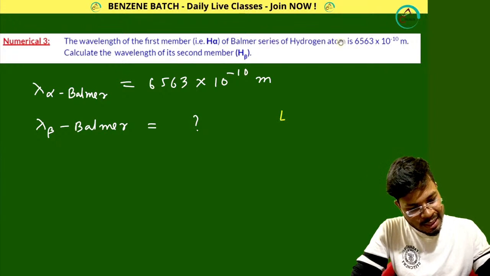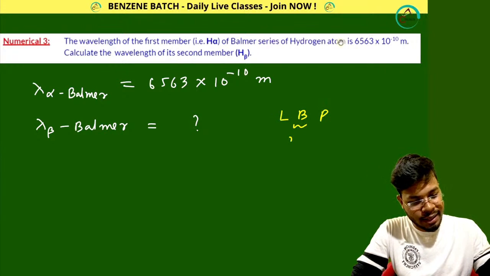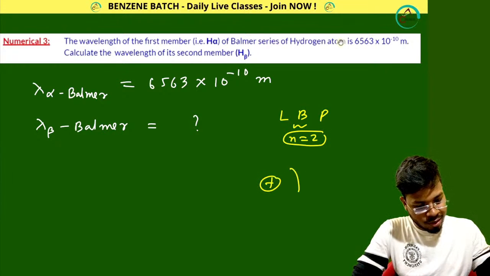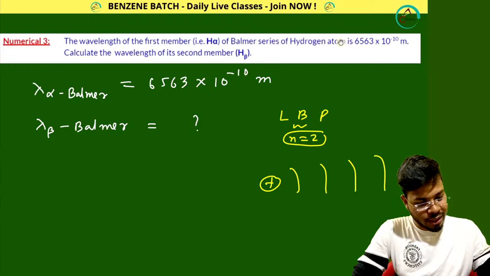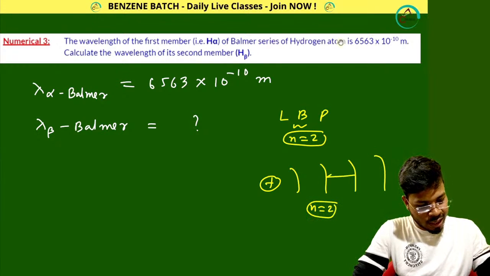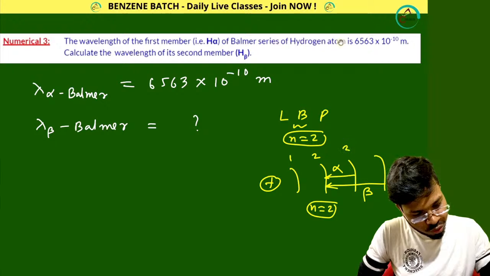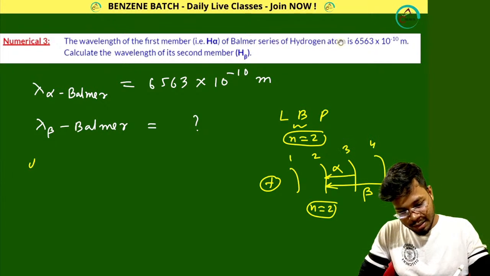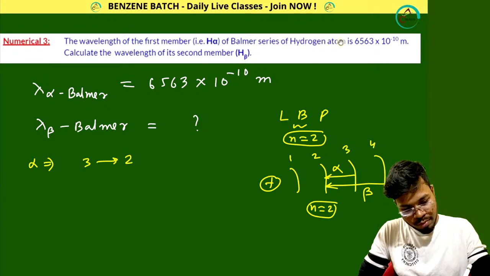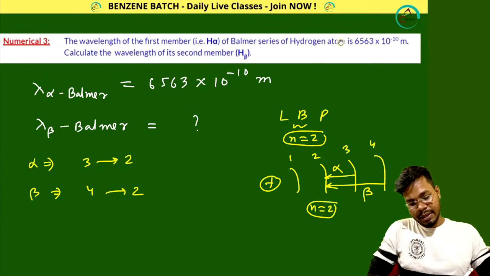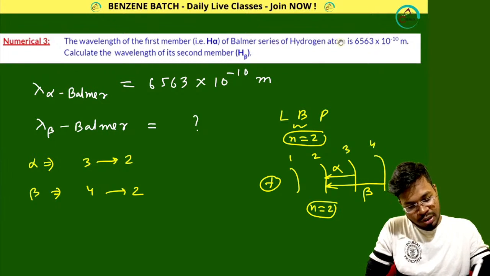So Balmer means the Balmer series, n equals to 2. So n1, n2, n3, n4. So n equals to 2 is this. This is the alpha line, this is the beta line. So n equals to 1, 2, 3, 4. That means for the alpha line, 3 to 2, beta line, 4 to 2. This will be the alpha and beta Balmer lines, right? So let me write the corresponding equation for these two transitions.